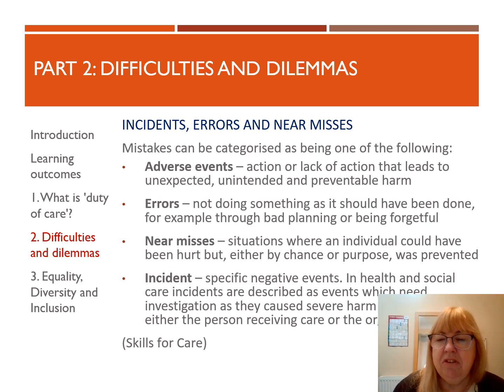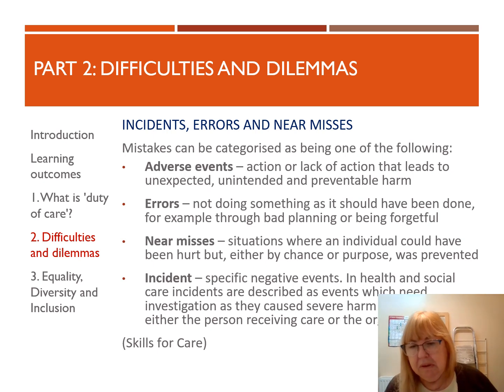Near misses, a situation where someone could have been hurt, but it was prevented. It's starting to get a little bit more serious now. Something went wrong, and it could have been bad planning, or it could have been intentional. We don't like to say that, but it's quite possible. Or an incident, which is a negative event, and it needs investigation because it may have caused severe harm, or was about to cause severe harm, but someone might have just got stopped. Either way, it still needs to be documented and investigated.